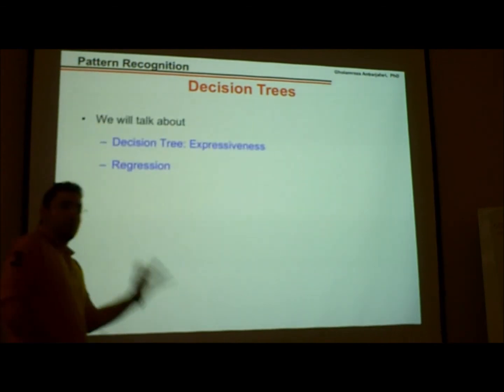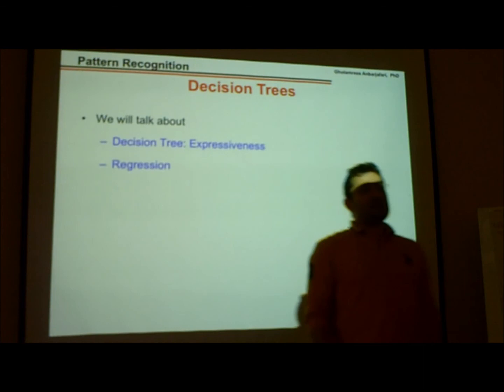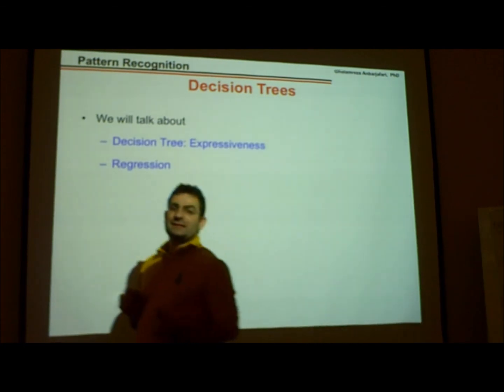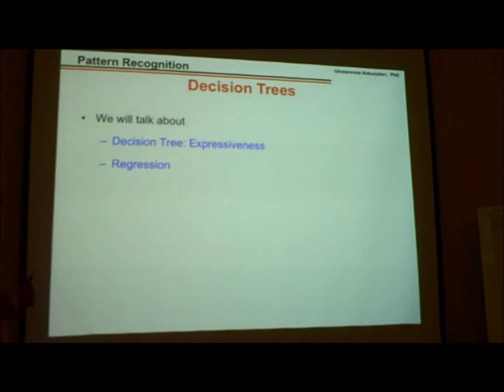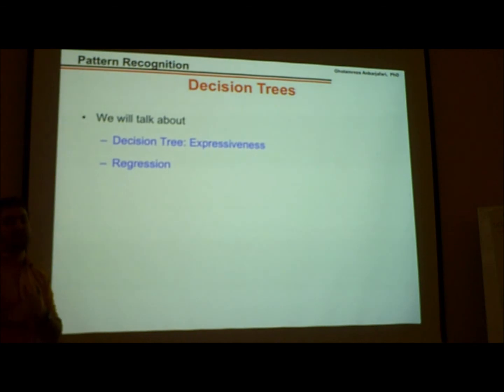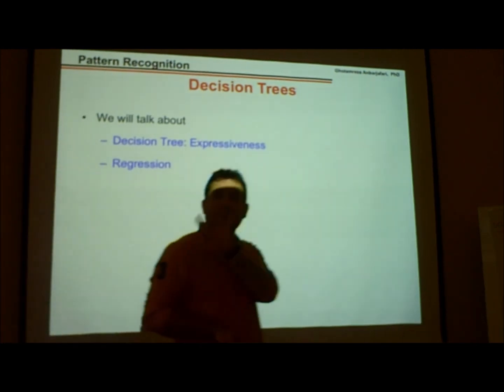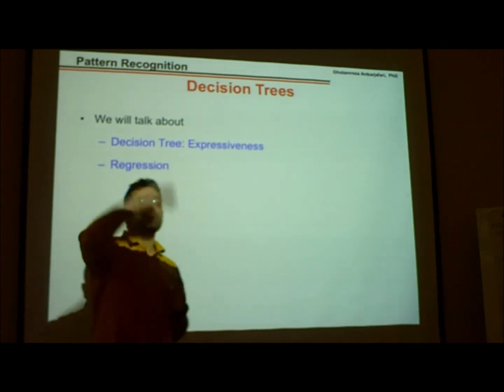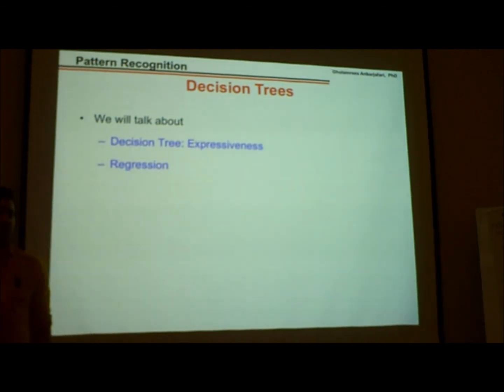Now, what we will talk about in the next session is, we will continue to talk about decision trees, and how expressive this decision tree is. After that, we will follow by talking about regression. We understand decision tree is classification, and when we talk about regression, it means that now we are going to the continuous. We don't have very discrete values.